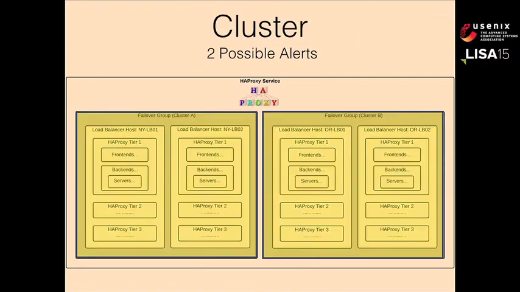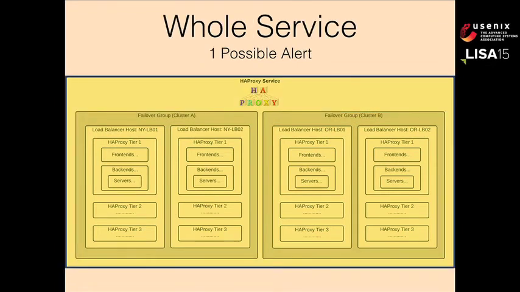So choosing the right scope is important, or you could do it by cluster where you get 2. And if you want, you can even do the whole service. You can just have one alert that's going to trigger when things are bad in the service. It's going to break that down for you.